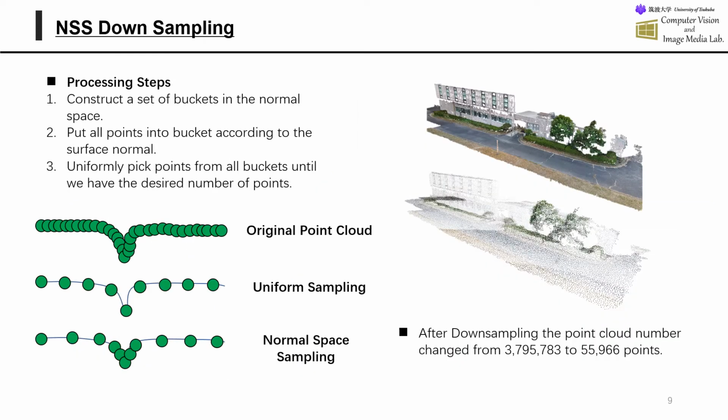Normally, the number of generated dense static point cloud points can reach several million, which is difficult to calculate on a portable computer. Therefore, a proper downsampling method is necessary for this system. We utilize the normal space downsampling. This method is selected because its buckets are based on normal space, so that it can protect more details on a complex surface such as trees and roads. And after downsampling, the point cloud number changed from 3 million to 50,000 points.